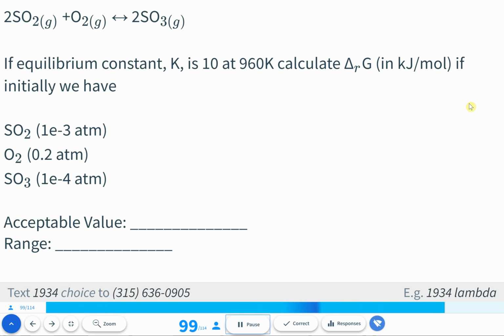What is Q then? Products over reactants, you take the partial pressures raised to their coefficient. So product is SO3, so it's going to be the partial pressure of SO3 squared, because it's got a 2, divided by the partial pressure of oxygen, multiplied by the partial pressure of SO2 squared. Okay. So give that a run. We're probably going to close the poll, but give it a shot real quick.